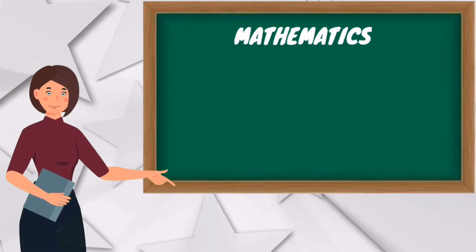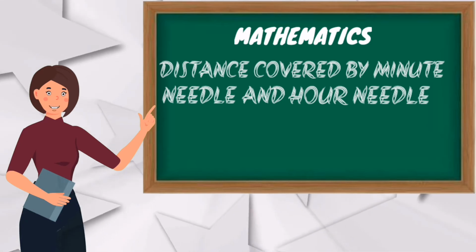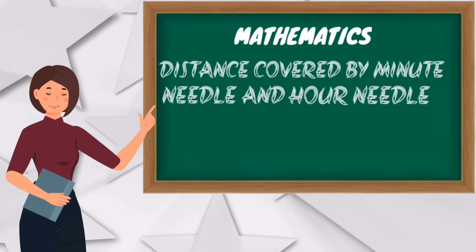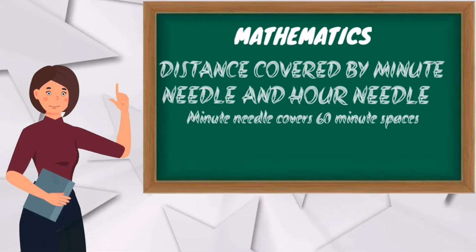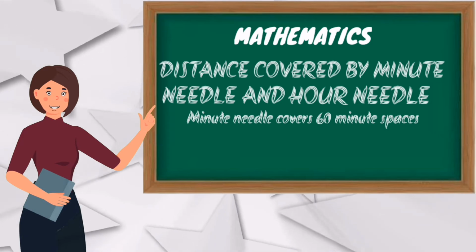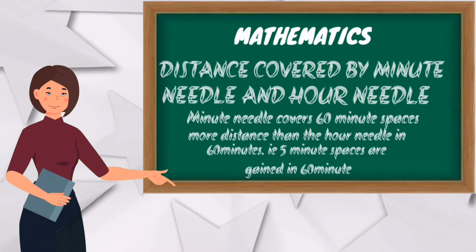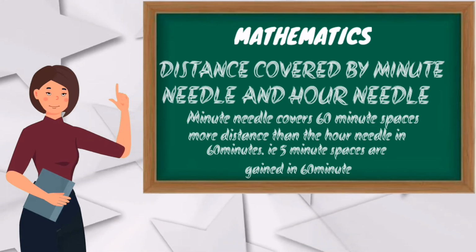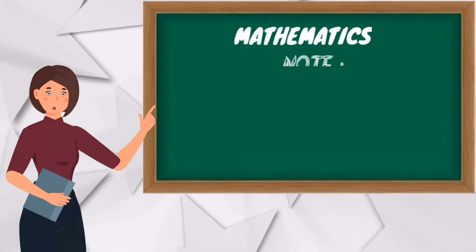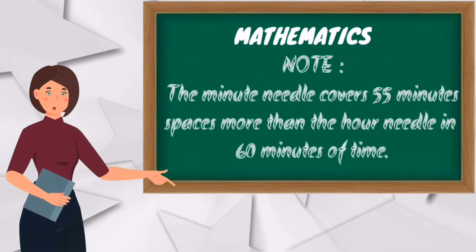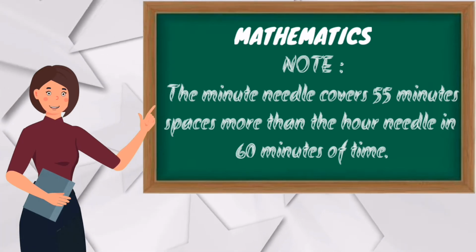Now talking about the distance covered by the hour needle and minute needle. The main point to be noted is that a minute needle covers the distance of 60 minute spaces in 60 minutes, whereas an hour needle covers the distance of only 5 minute spaces in 60 minutes. Thus, in short, the minute needle covers 55 minute spaces more than the hour needle in 60 minutes of time.